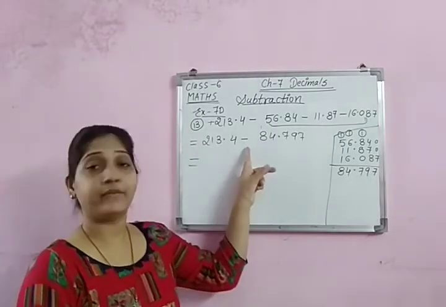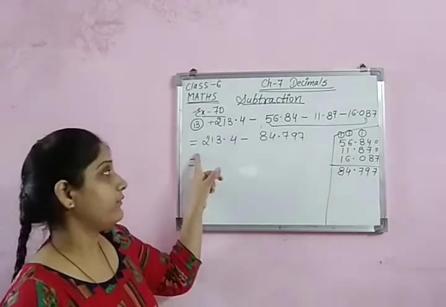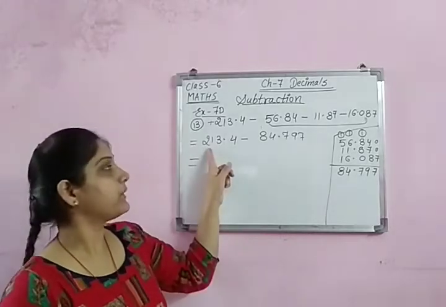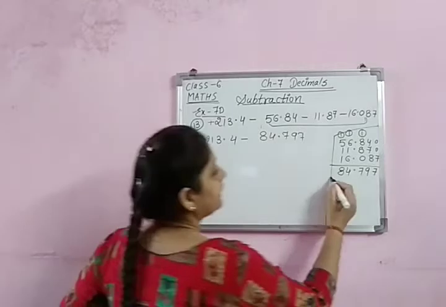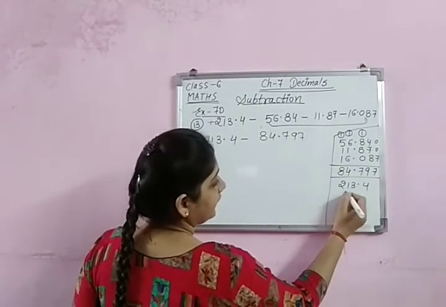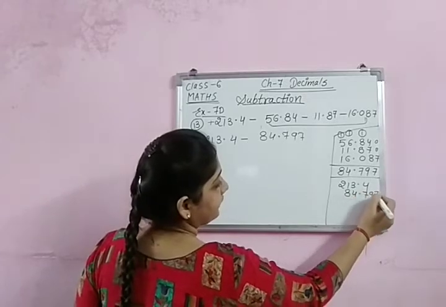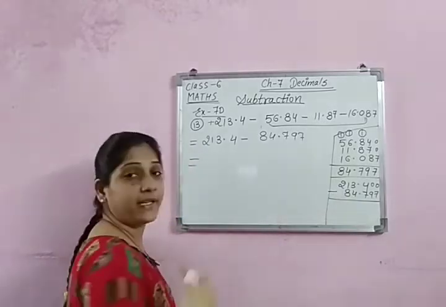Now look at this. One is positive and one is negative. It means we have to subtract, different sign. And when we subtract, the sign is according to the greater number. The greater number is this one with positive, so your answer will be positive. Let's do the subtraction at the side only: 213.4, and out of this I have to subtract 84.797. Place zeros.